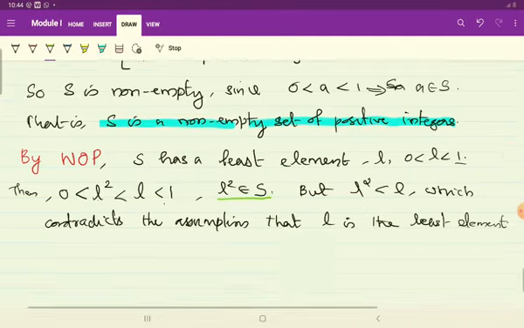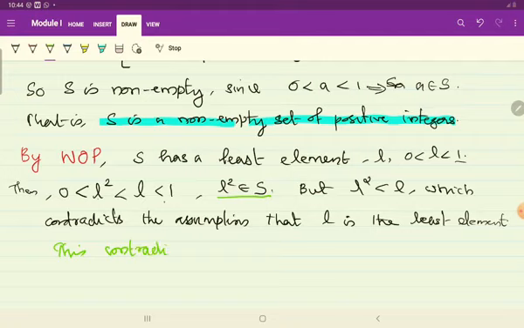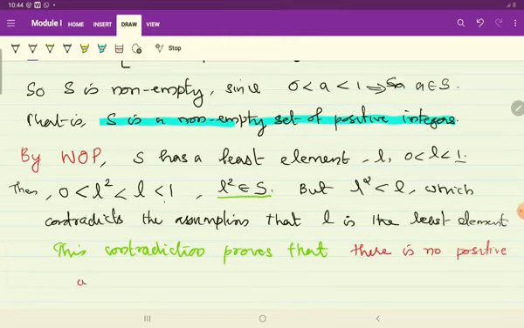So this contradiction proves that there is no positive integer between 0 and 1. Okay.